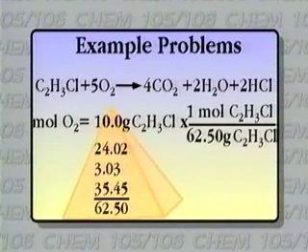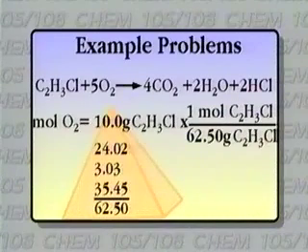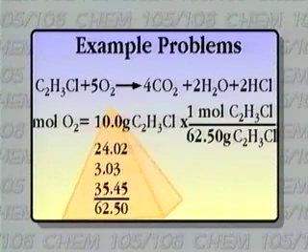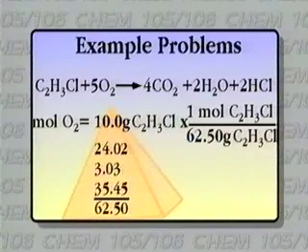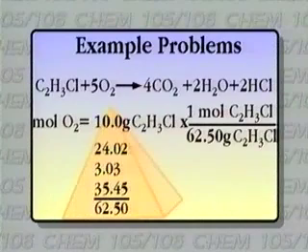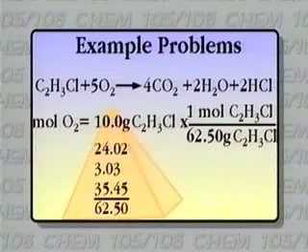So calculating it, we would have of course 2 carbons, so that would be 2 times 12.01, 24.02, and we'd have 3 hydrogens, 3 times 1.01, 3.03, and 1 chlorine, 35.45, giving us then a formula mass of 62.50.